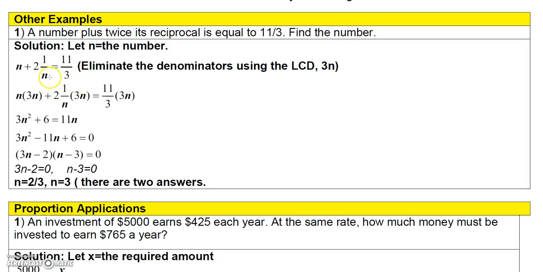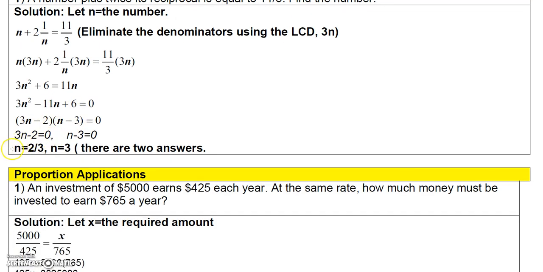And now the lowest common denominator for these fractions is 3n. So just multiply each term by 3n, and then you get 3n squared plus 6 equals 11n, and then move the 11n over, you get 3n squared minus 11n plus 6. Then you factor that, set your factors equal to 0, and solve them, and you get 2 answers. n equals 2/3 and n equals 3.